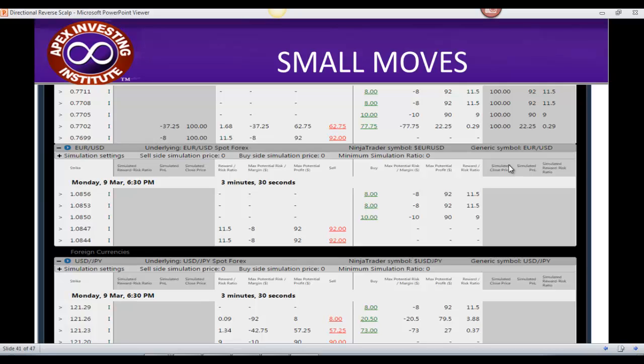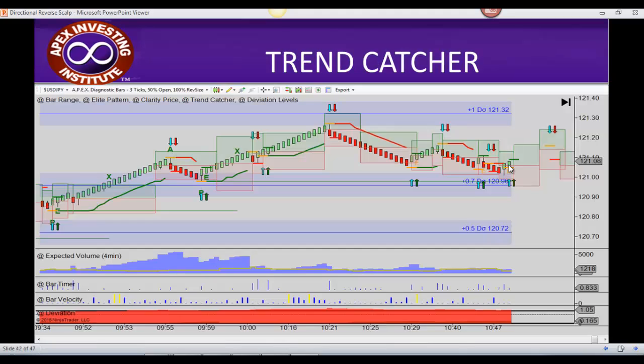So for scalping on the 5-minute binaries, as an example, we're going to have a whole webinar about this. We have a whole step-by-step training course about this. It's a complete system that we teach, using our Trend Catcher system with the Apex diagnostic bars on a 3-tick bar. Again, these squares are range boxes. On this particular chart, I have them set to every 5 minutes.